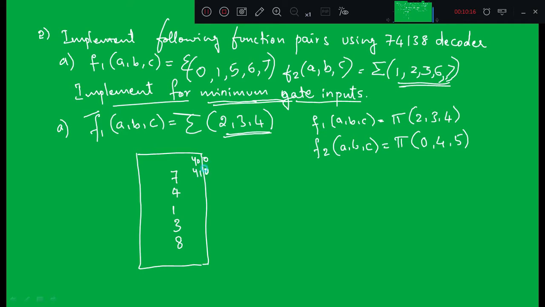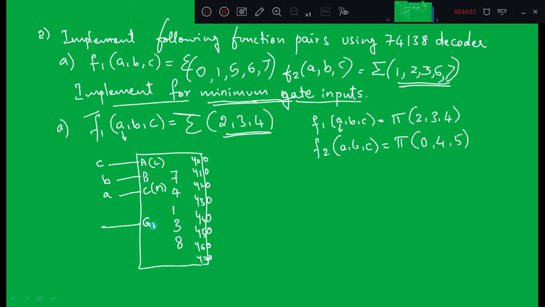Outputs are active low, right? So outputs are active low, Y5, Y6, Y7. Okay, outputs are active low, and the actual inputs are capital A, capital B, capital C, where C is MSB, capital A is LSB. Among these, small a is MSB, which is connected to capital C, and small c is LSB, which is connected to capital A, and the remaining input is connected to the third actual input.